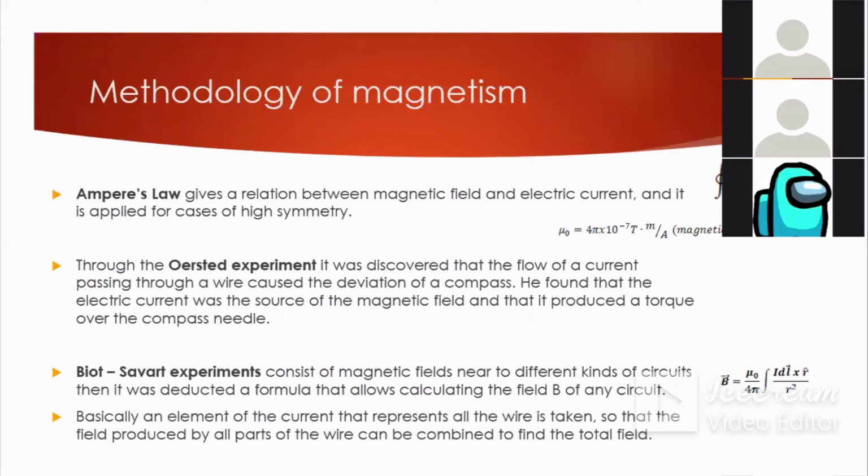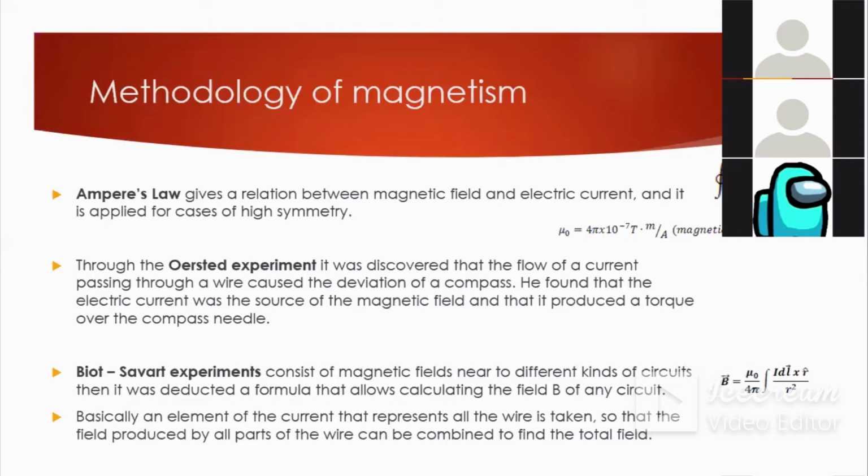Next, we have the methodology for magnetism. First, we have Ampere's law, which gives a relationship between magnetic field and electric current, and it is applied for cases of high symmetry, meaning that it is only applied when more than one magnetic field is not interrupting an electric current.